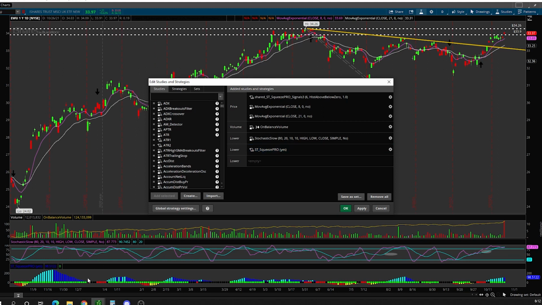Basically, with the pro edition of the TTM Squeeze, you're going to get these up and down arrows that you see on the chart, as well as the orange dots and the black dots on your TTM Squeeze. But now that you know what you should have on your chart, let's hop into this strategy right away.